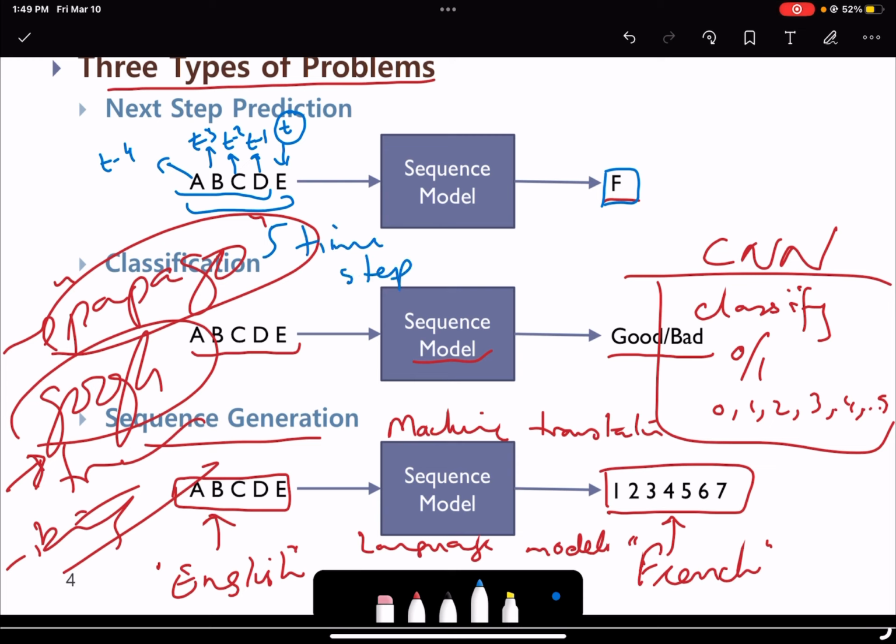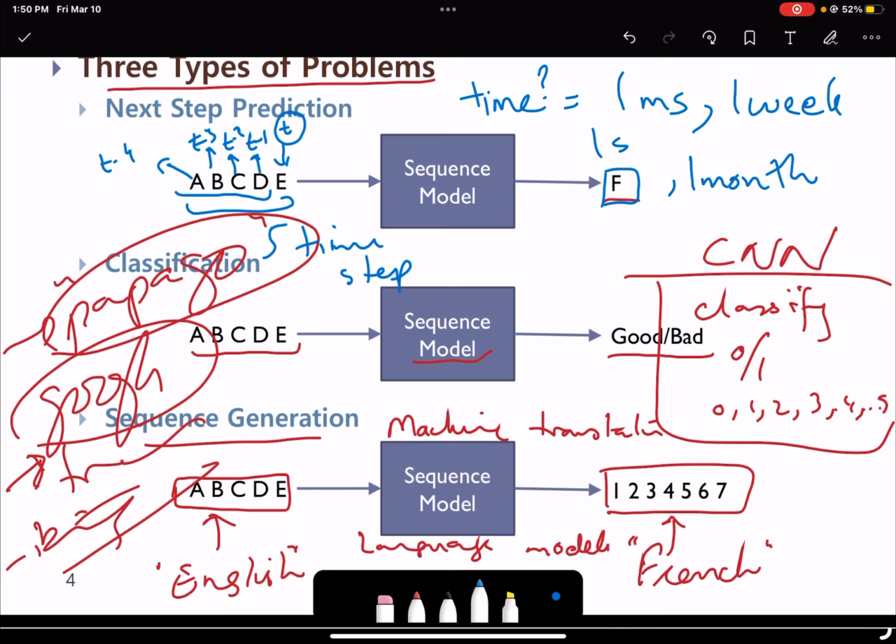How many time steps or time periods are we going back from the current state? Here we can say that this time period could be 1 millisecond. It could be 1 week, 1 month, or 1 second. So what is the definition of time? It depends on your application. For example, if it is stock price prediction, it could be the current week's stock price prediction, and following on that, t minus 1 would be the stock price prediction 1 week prior to that.